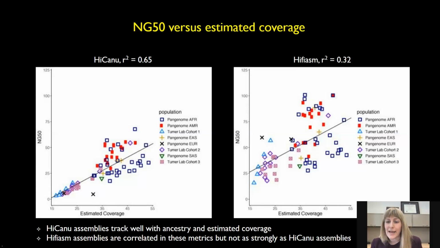On the right-hand side, what you can see is that the correlation is not as strong, but there are, by and large, bigger assemblies, right? So overall, the NG50s are larger, but it's a little bit harder to predict, based on the estimated coverage, what your assembly will look like. However, we do see this kind of split still by population that we see in HiCanoe. So I think this is an interesting area, but for the most part, we could probably say that the coverage is a pretty important factor.